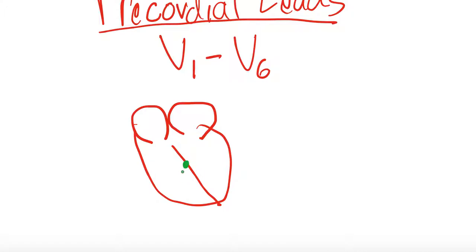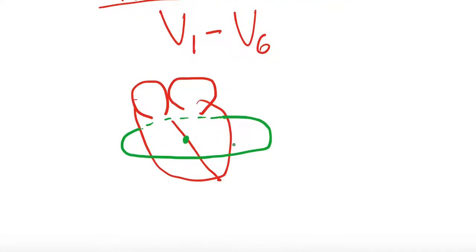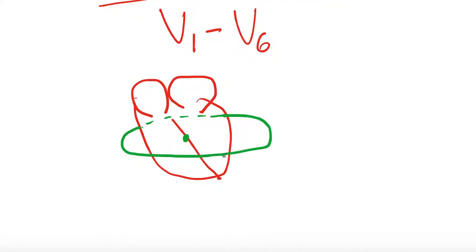And this dot will give us a little bit of spectrum because we are going to make this right here a 3D ring. So picture this, it'll go behind the heart, the dotted line, that's a 3D ring around the heart. Our precordial leads help us with the anterior posterior.